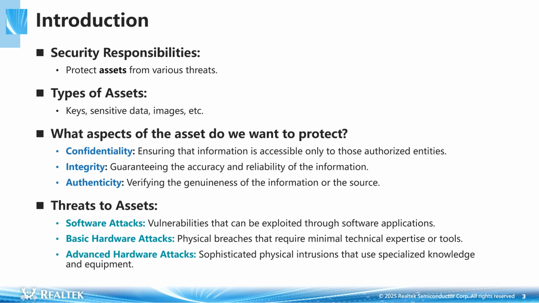2. Integrity. We must guarantee the accuracy and reliability of our information. This means protecting data from unauthorized alterations and ensuring that it remains trustworthy and unbroken. 3. Authenticity. It is also crucial to verify the genuineness of our information and its sources. By doing so, we can prevent the use of fake assets and maintain the credibility of our systems.